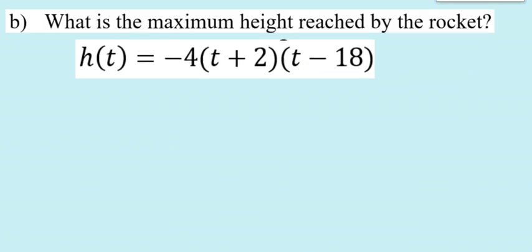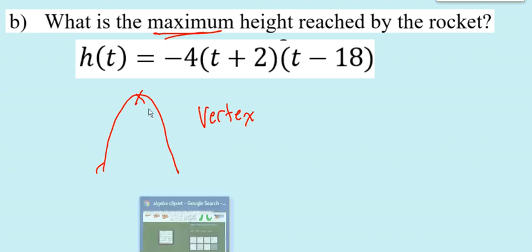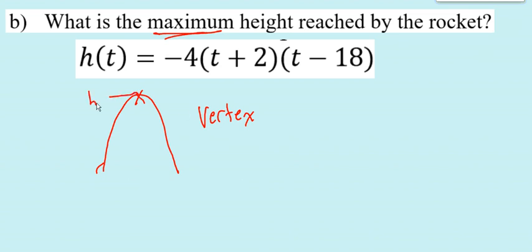The next part says, what is the maximum height reached by the rocket? So again, here's my projectile, maximum height. We know that anytime we see the word maximum, or sometimes minimum, in a quadratic, this is saying, hey, find some vertex information. So the maximum height is the height that occurs at the vertex. So how do we find the vertex from a factored quadratic? Well, the easiest thing to do if it's factored is to find the roots. And of course, we already would have found the roots in question A.